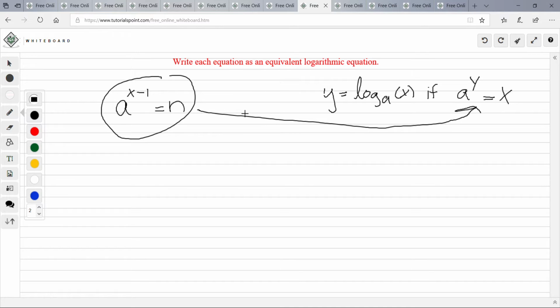So if you look closely at this equation, a to the x equals n, what do you think our y is going to be? And what do you think our x is going to be? Remember, this thing is going to be our y, and then this is going to be our n. So y equals x minus 1, and then our n is rx.